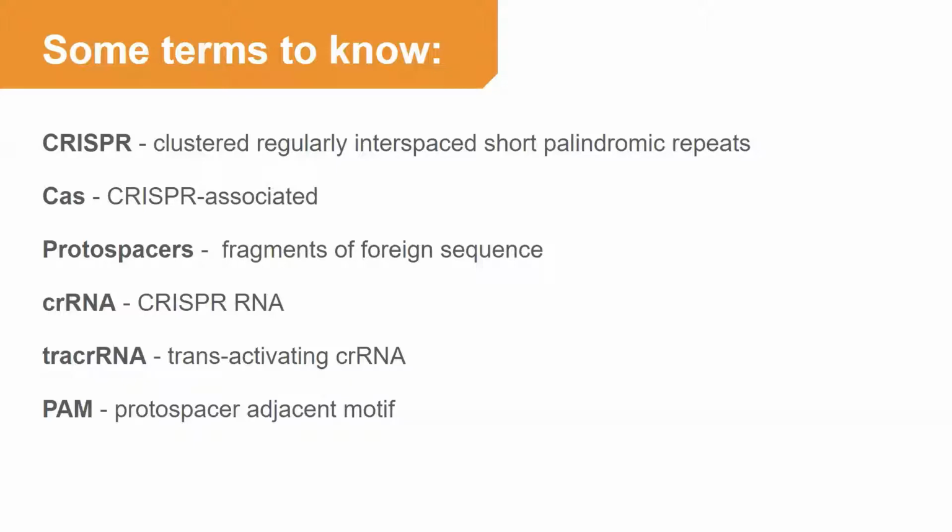CrRNA stands for CRISPR RNA. Tracer RNA stands for transactivating CrRNA. And PAM stands for the protospacer adjacent motif.